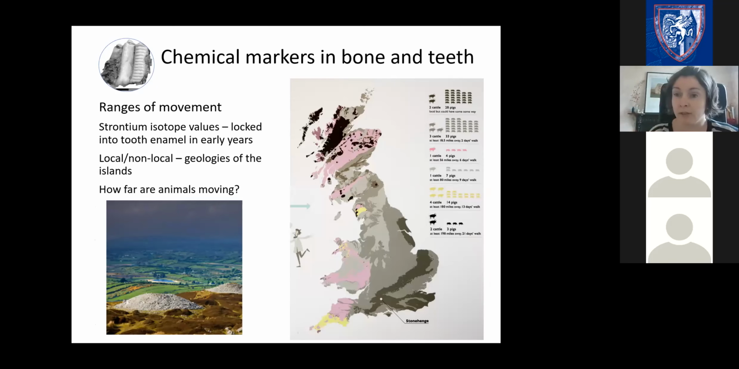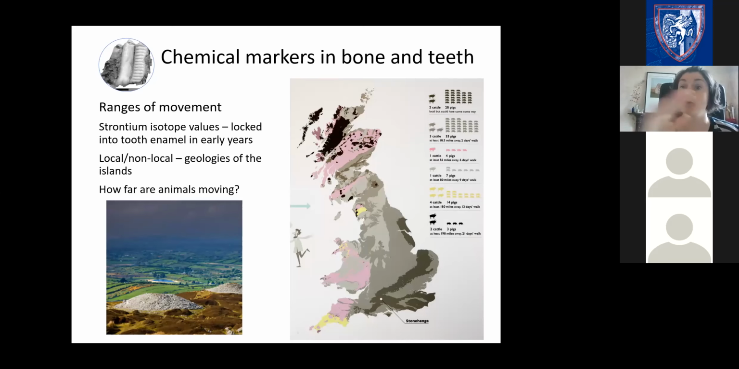And the very final thing is strontium isotope. Again, I'm sure quite a few of you would be familiar with what it can do for informing us on movement. Strontium is one of these chemical markers that is locked into the tooth enamel, the developing tooth enamel in the early years. So whether you're a calf, or a piglet, or a child, when the tooth enamel is forming, the geology you are on while you're eating and drinking, those chemical values are being absorbed into your tooth enamel. And when your tooth enamel stops forming at a certain age, those values are locked in.